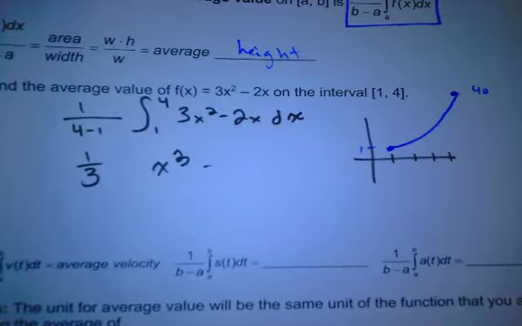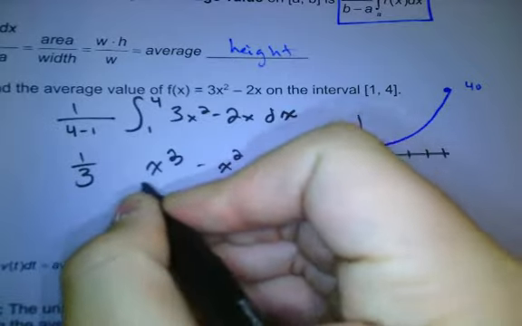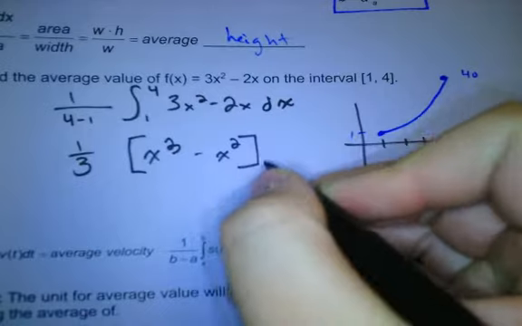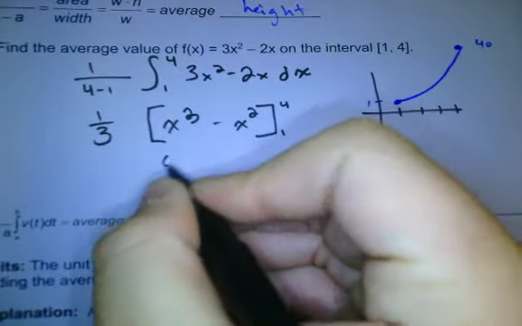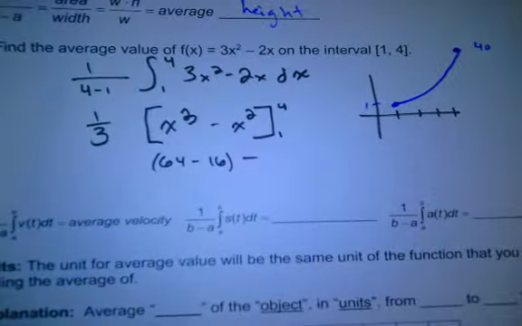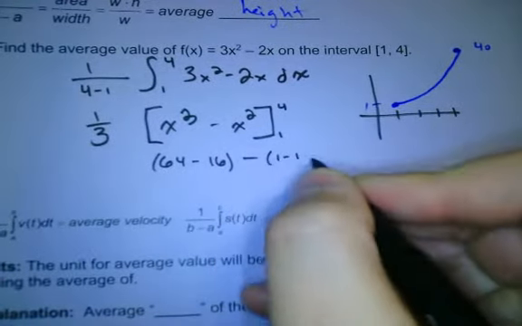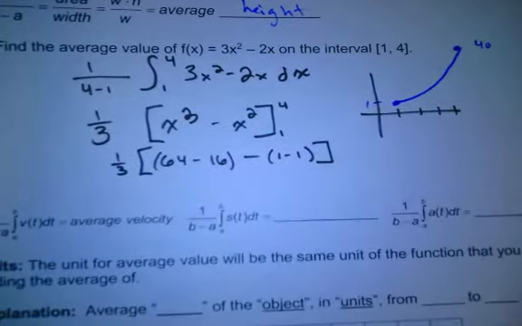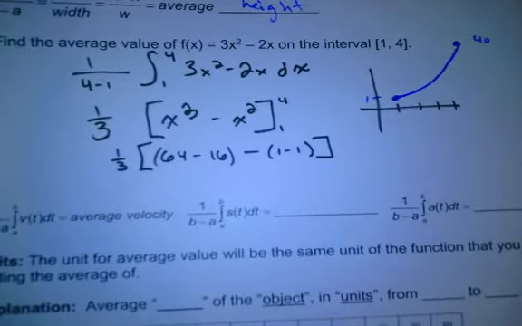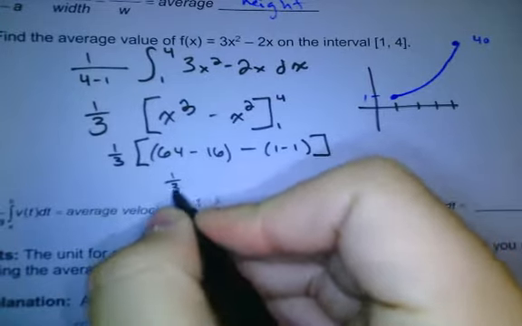We gave you easy ones on purpose. x squared. I'll put these in little brackets. Maybe a little different notation from what you're used to, but same thing. Now I'm going to plug in a 4. When I plug in a 4, I get 64 minus 16, minus 1 minus 1. And we multiply that answer by 1/3. What's 64 minus 16? 48. And 1 minus 1 is 0. So I have 1/3 times 48.